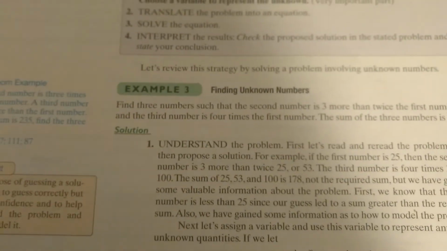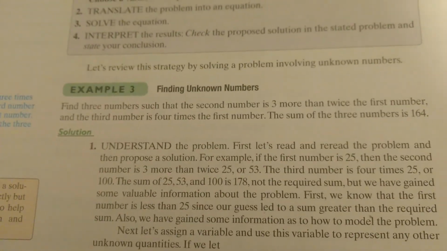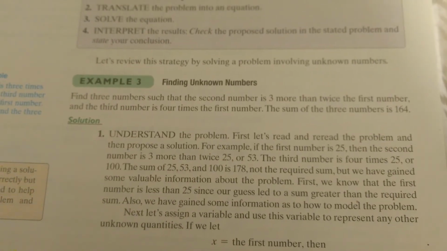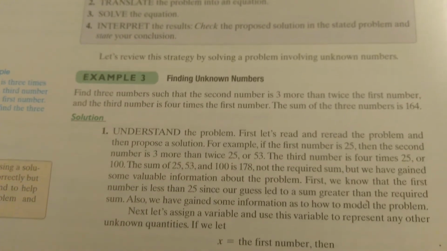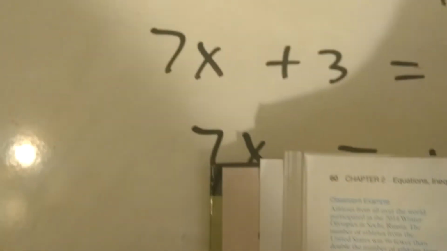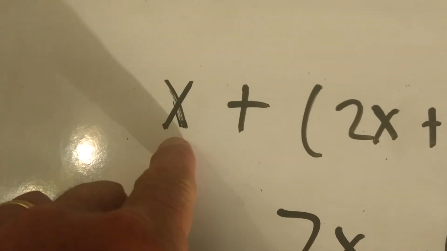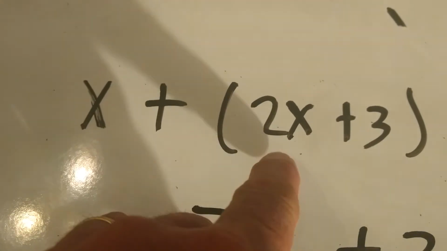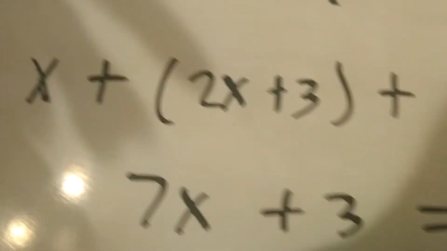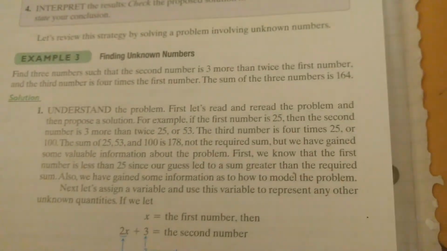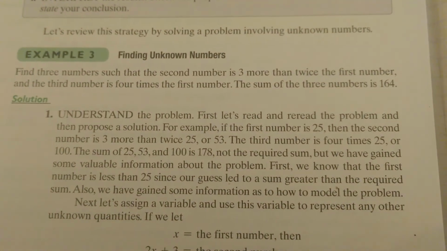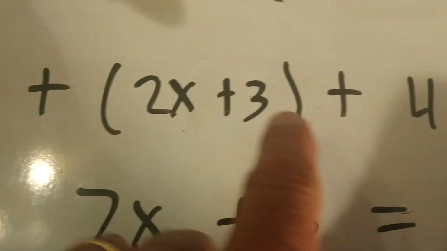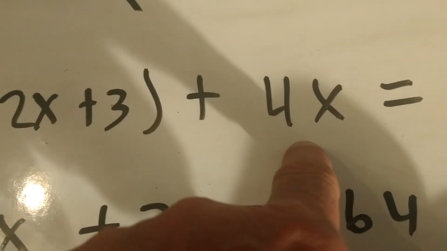So what we have here is that it says find three numbers. We have three numbers such that the second number is 3 more than twice the first number. Remember that in these types of problems, we always make the first number x. So if the second number is 3 more than twice the first, the second number is 2x plus 3. If we read a little further, it says the third number is 4 times the first. Well, again, the first number is x, the third number is 4 times x, 4x.